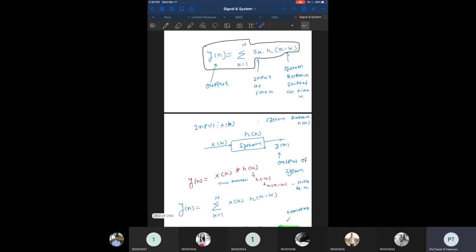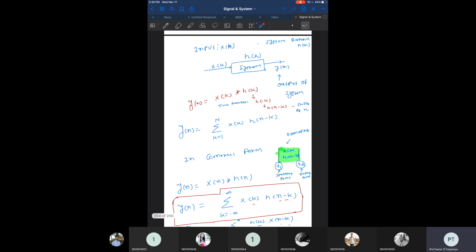So the equation used to represent the convolution operation is, if x of k is the input, h of k is the system response, and y of n is the output, then y of n is obtained as a convolution operation between x of k and h of k. This can be briefly described as the addition of all the overlapping points, 1 to n. We have to add this overlapping function between x of k and h of n minus k, and then we can produce y of n.